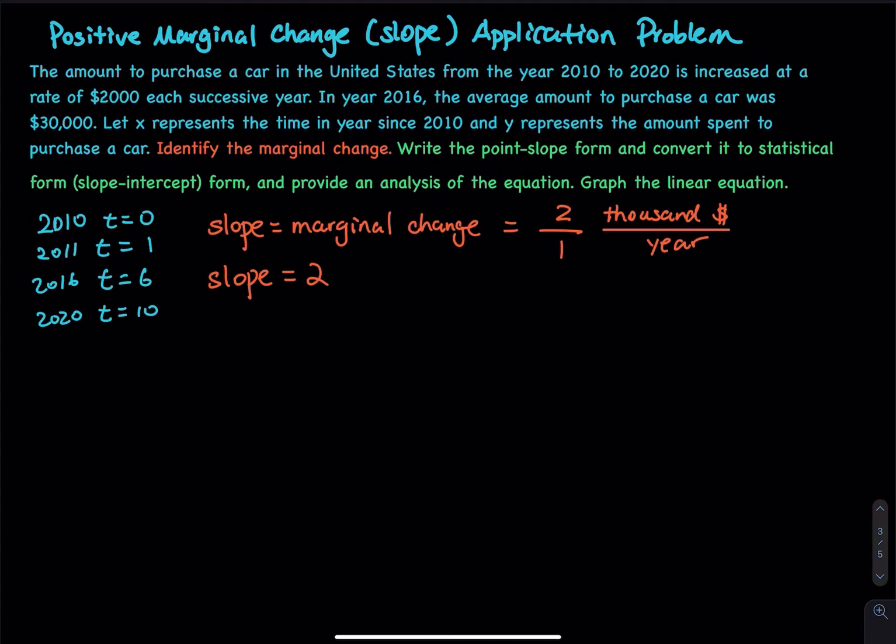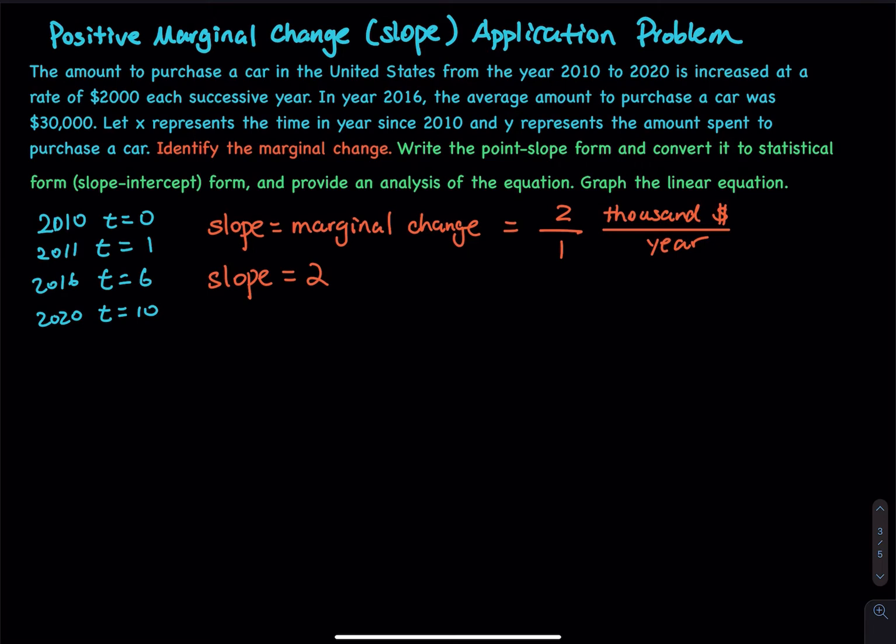This application problem has a positive marginal change. Let's read the problem first. The amount to purchase a car in the United States from the year 2010 to 2020 increased at a rate of $2,000 each successive year. In year 2016, the average amount to purchase a car was $30,000.